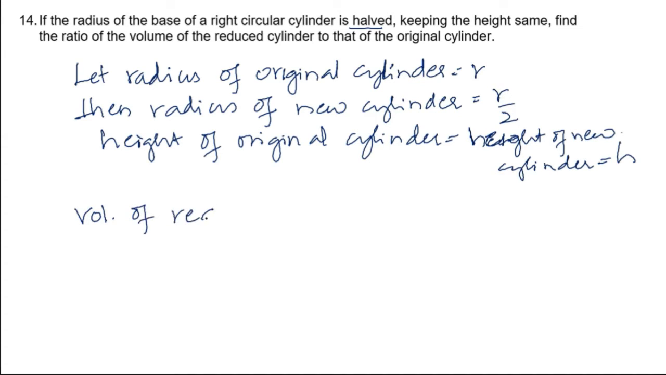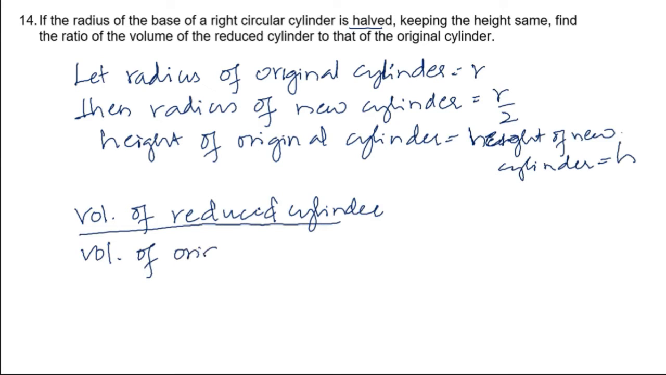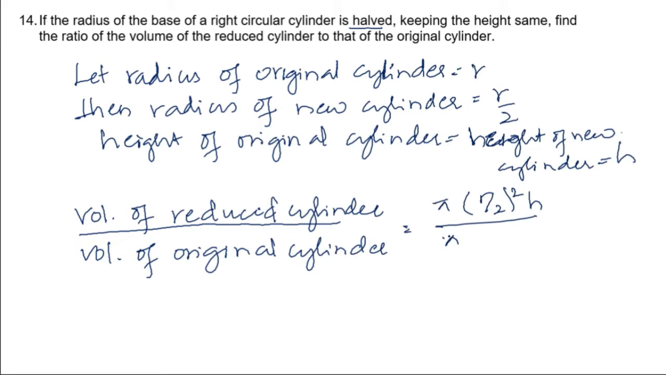So volume of reduced cylinder divided by the volume of original cylinder will be equal to pi times r by 2 whole square into h divided by pi r square h. So this becomes 1:4 because pi r square h will get cancelled. We'll be getting 1 by 4 divided by 1, which is 1:4.